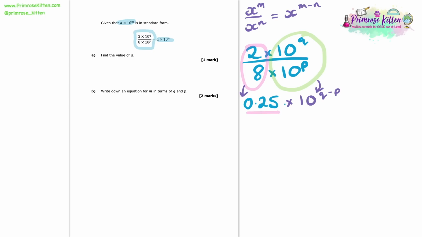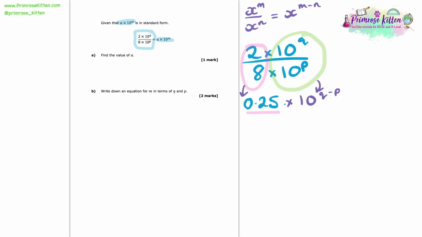But the key thing is that A times 10 to the m is in standard form. Now what we have here isn't in standard form because the number part, the 0.25, isn't a number bigger than or equal to 1 but less than 10. It cannot be a decimal, it can't be 0.25. The smallest number that it can be is 1. And the reason for that is simply that is just what standard form is. So if they ever ask you for standard form, that number part of it has to be at least 1 but still less than 10.